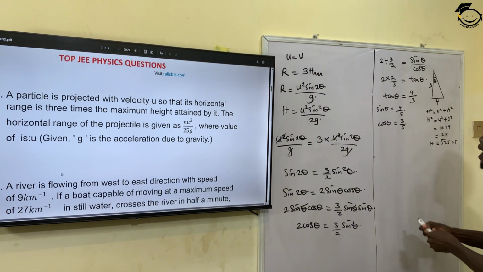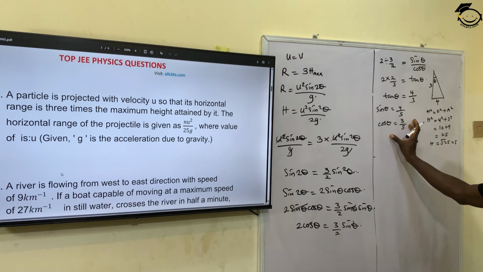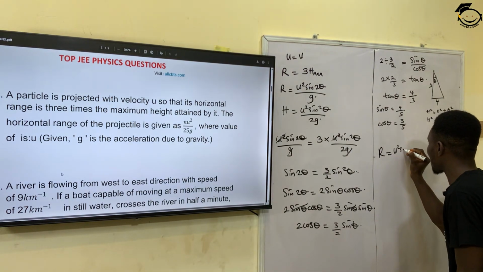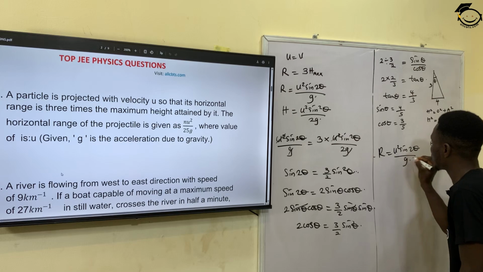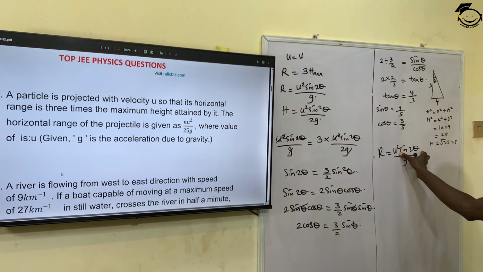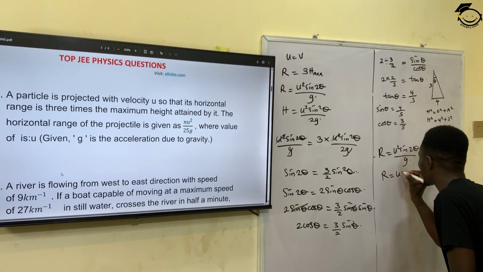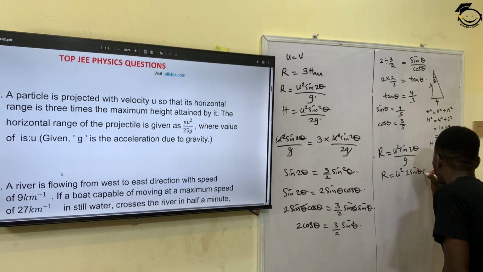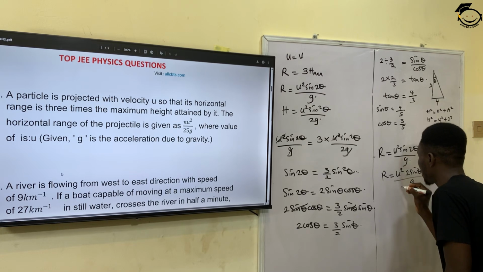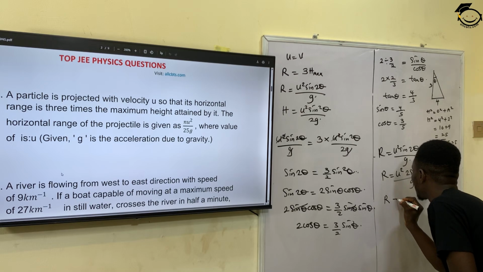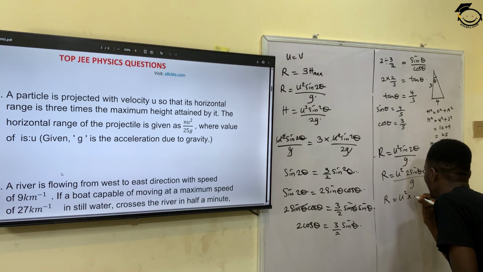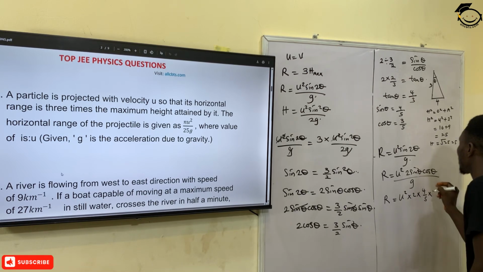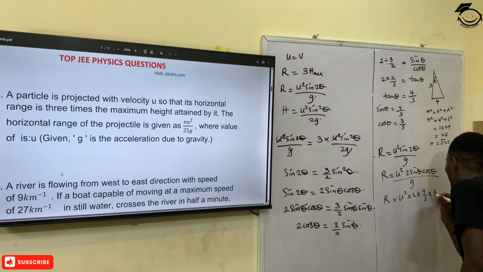I'm not supposed to. So with that, we are going to substitute these values into our formula for range. We say that range is equal to u squared sine 2 theta over g. So all I have to do is substitute what my sine 2 theta is. This is the same as saying that my range is equal to u squared times 2 sine theta cos theta, all over g. So therefore, my range is equal to u squared times 2 times my sine theta here, which is 4 over 5, times my cos theta here, which is 3 over 5.